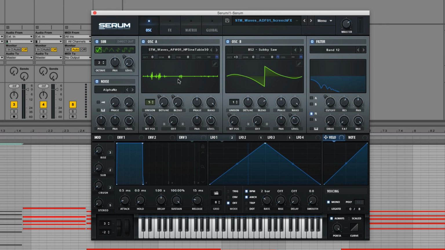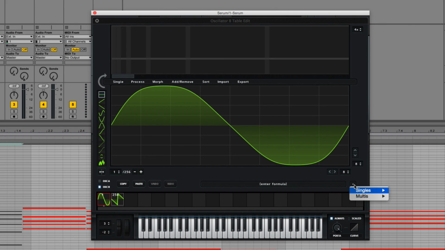So you have a high pass sine table that has a lot of harmonics in it. One thing about these tables is that even if it's called sine, obviously a sine only has one harmonic, so that wouldn't be very interesting, but they're pretty heavily processed in most cases, so there's other stuff going on. And then I grabbed Subby Saw, which is a formula right here.